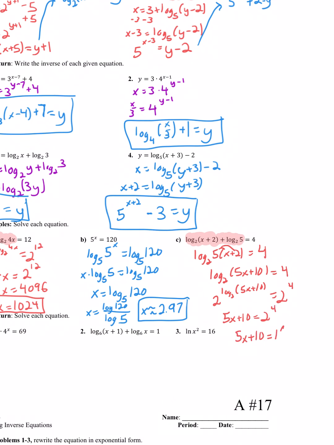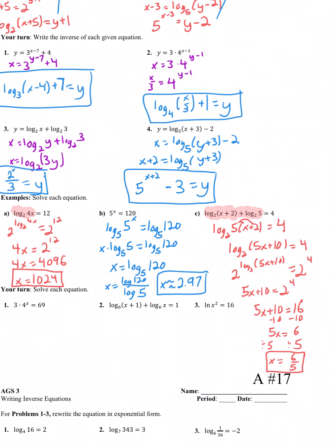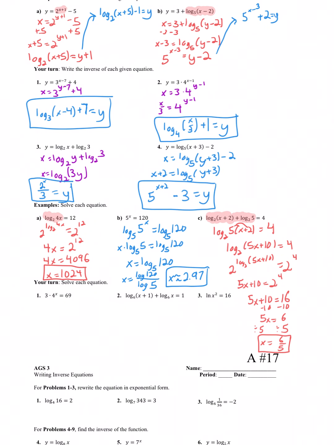5x plus 10 equals 16. Subtract 10 from both sides, 5x equals 6. Finally divide both sides by 5 and I get x equals 6/5. Okay, that's the idea with those last 3 examples there.